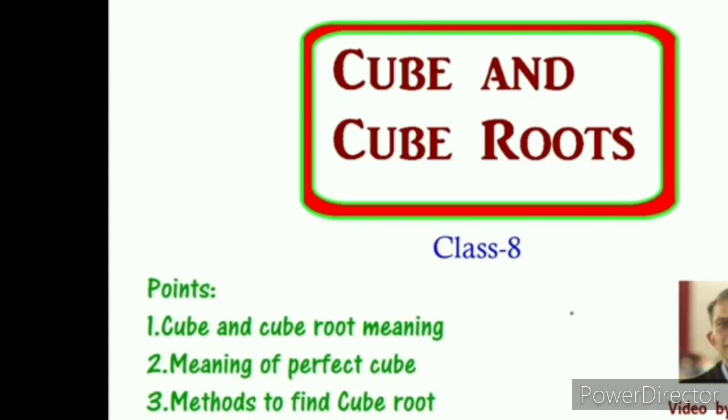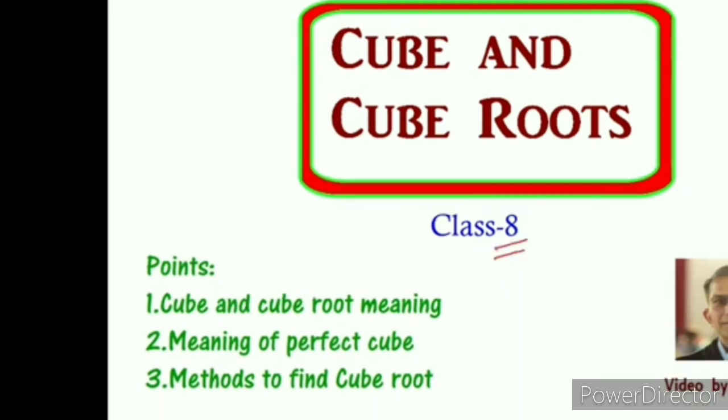Good morning, students. Today in class we are going to start the new chapter 7, cubes and cube roots. Already we have studied squares and square roots, that is chapter number 6, right? In that we learned some square numbers and non-perfect square numbers, and also we learned how to convert non-perfect square numbers into perfect square numbers, right? And also finding square roots using two methods, division method and prime factorization method.